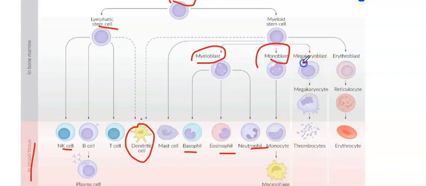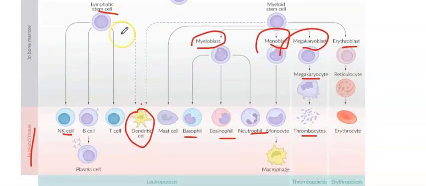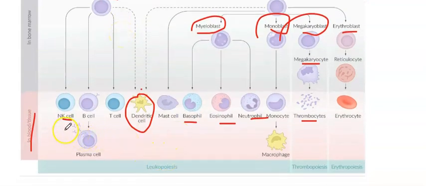Then we have megakaryoblasts, which convert into megakaryocytes and thrombocytes. And then we have erythroblasts, which convert into reticulocytes, which further convert into mature erythrocytes. So these are all the steps of leukopoiesis, while these are the steps of thrombopoiesis, and this is erythropoiesis, where RBCs form.